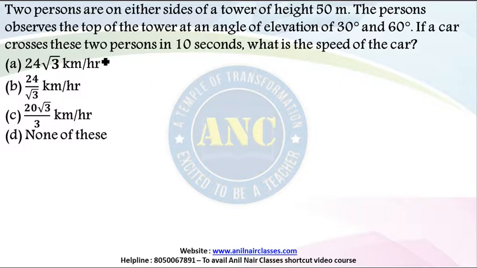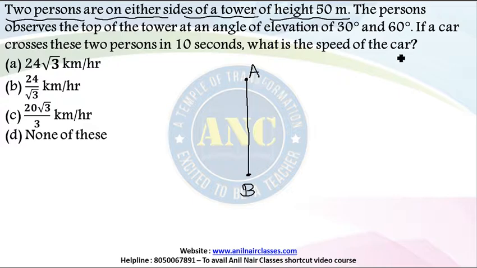Let me solve this question right now. Two persons are on either side of a tower of height 50 meters. There is a tower, I will call this tower AB. Height of this tower AB is given in the question as 50 meters.